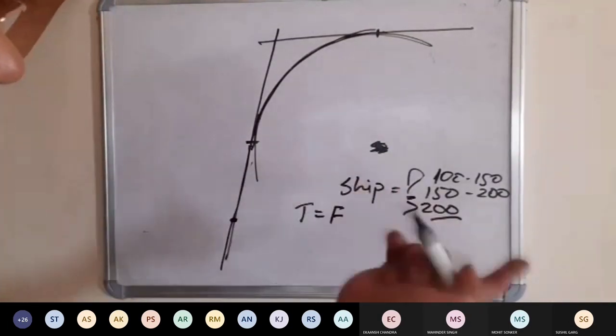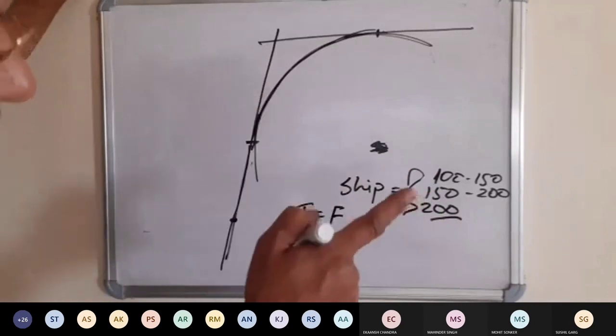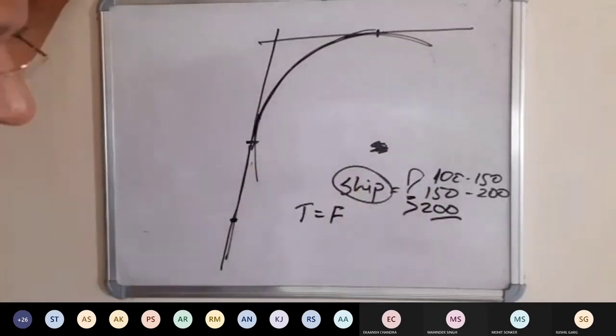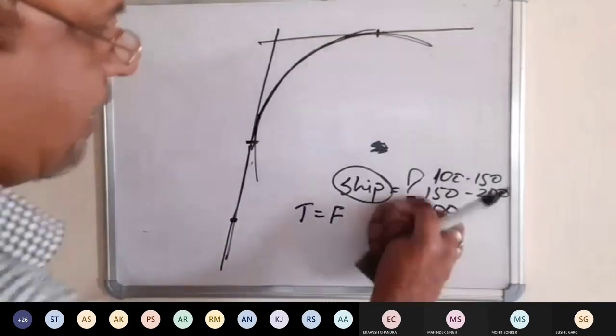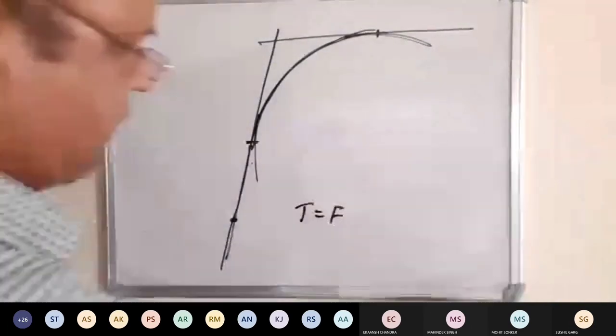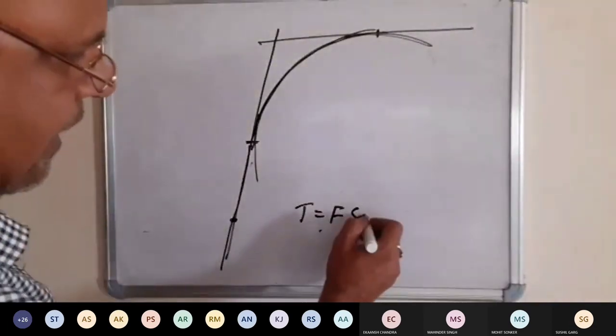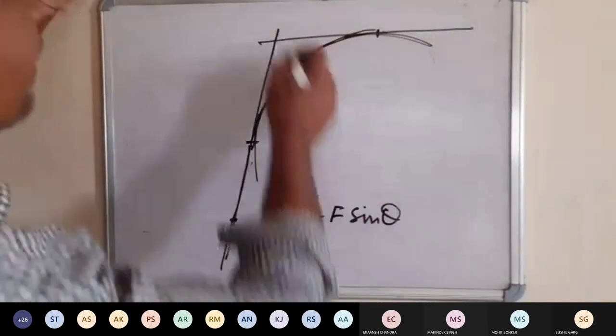Whichever ship you are planning for, your question should state what kind of ship you have. Mostly LOA will be given, or very heavy GRT will be given. With this information, you have the value of F, then F sin theta.